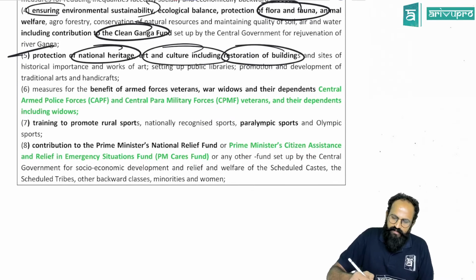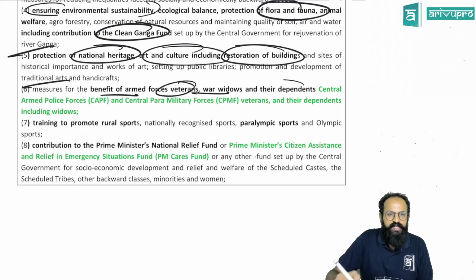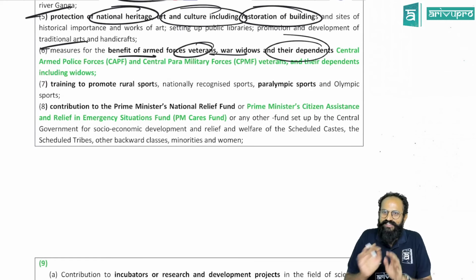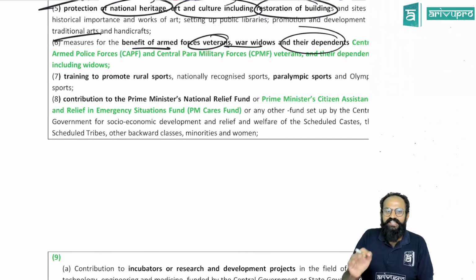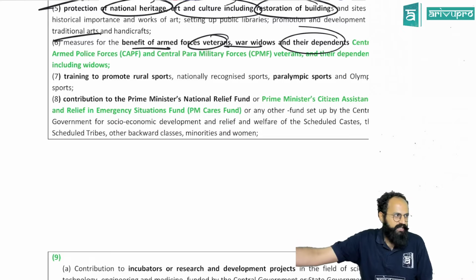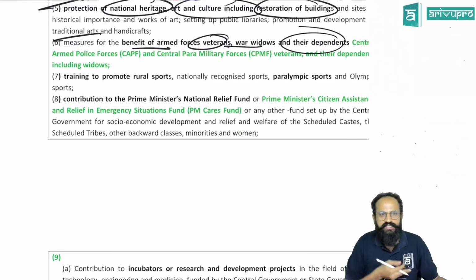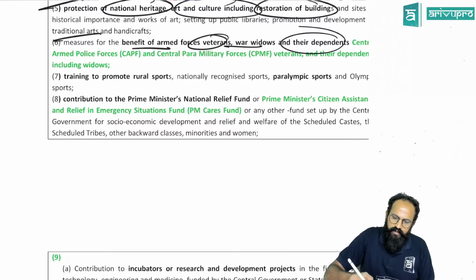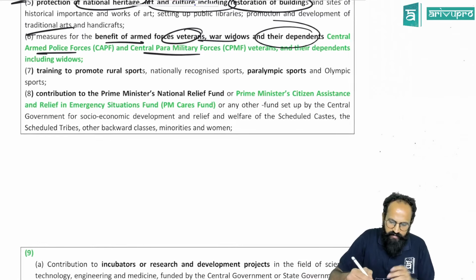Okay. Next one, measures for the benefit of armed forces, veterans, war widows, and their dependents. Uri attack. Uri is a place, sir. Yes, sir, that Uri happened. So whoever are your veterans, basically the people who passed away, for their widows, for their children, if you want to do something, that is considered as valid CSR, is what they are saying. Armed police forces, paramilitary forces, everyone are covered.